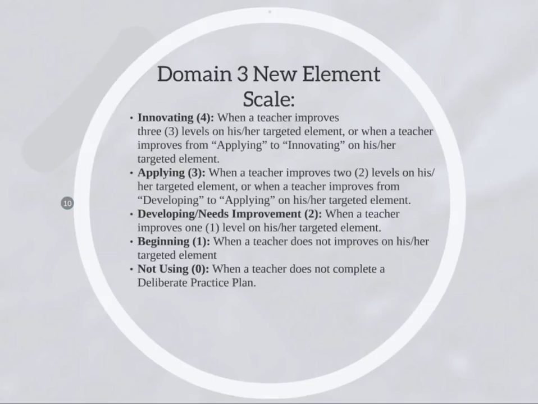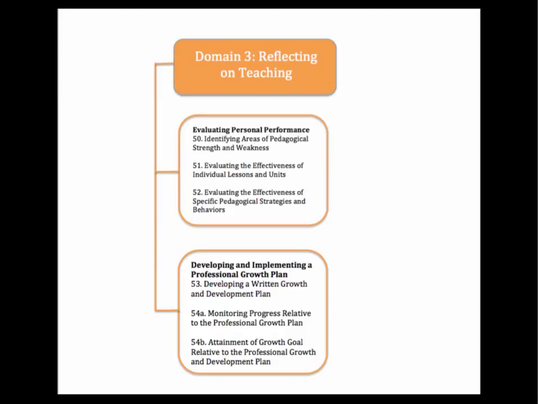A score of 2, developing needs improvement, is received when a teacher improves 1 level on his or her targeted element. A score of 1, beginning, is received when a teacher does not improve on his or her targeted element. A score of 0, not using, is received when a teacher does not complete a deliberate practice plan. Let's do an example of how the scoring in Domain 3 will work.